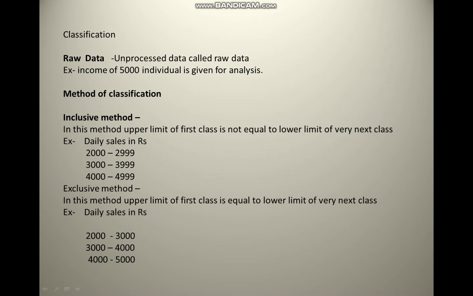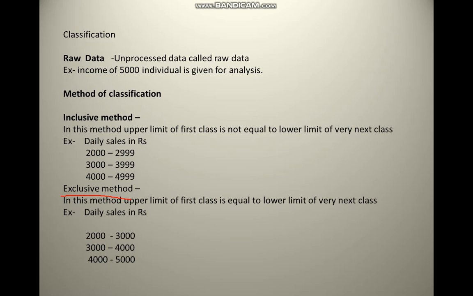Then classification is the raw data. Raw data means unprocessed data that we collect from the survey, for example income of 5,000 individuals is given for analysis. Then method of classification, the methods are two types, inclusive method and exclusive method.